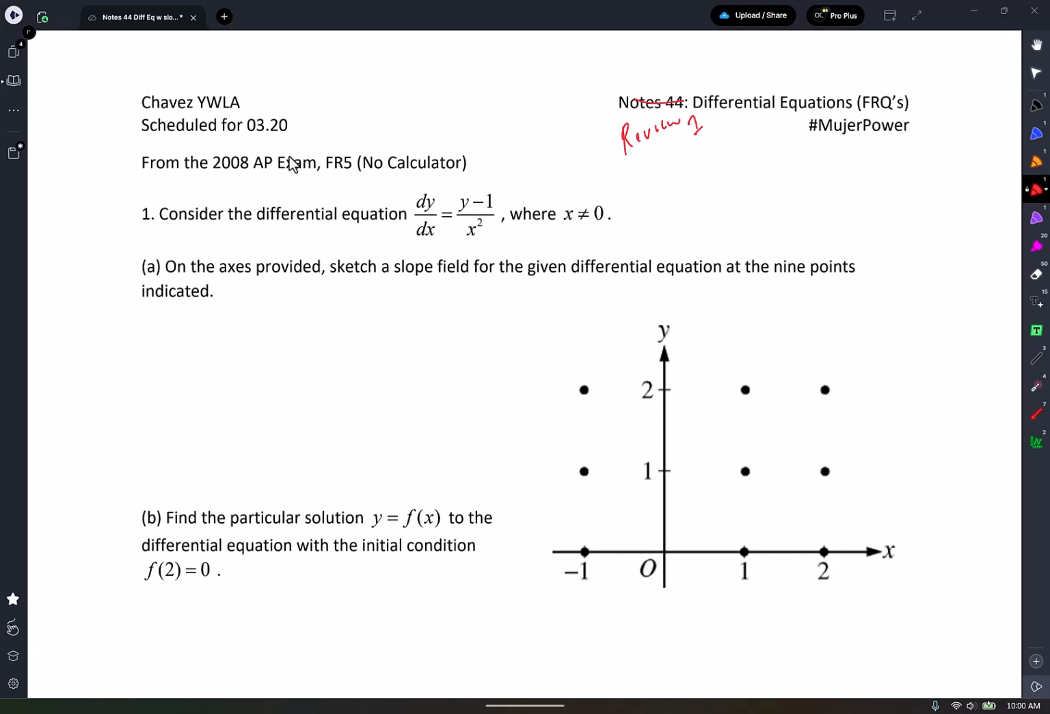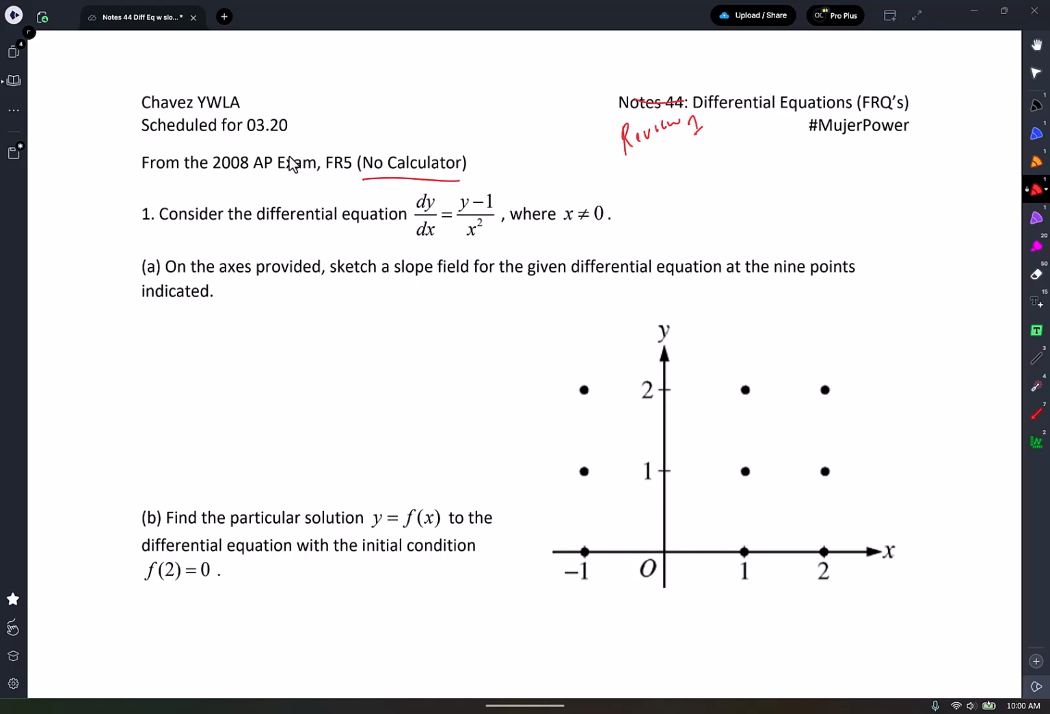Let's go right into it. This is from 2008, FR5, no calculator. All of these are no calculator. Number one, it says consider the differential equation dy dx equals y minus 1 over x squared, where x does not equal 0. On the axis provided, sketch a slope field for the given differential equation on the 9 points indicated. They're lattice points, but it's not a big deal.